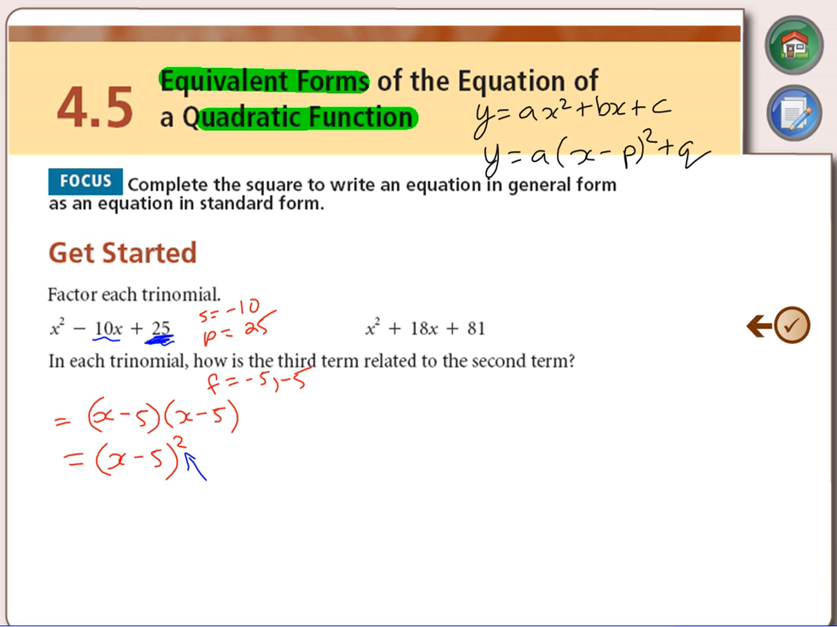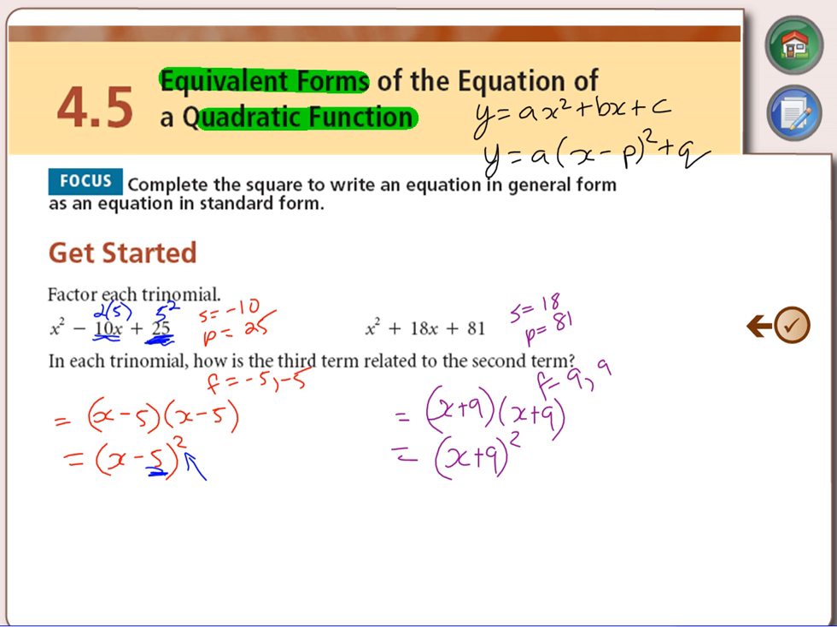So our 25, hey, that's 5 squared. And our 10 here is 2 times 5. Let's go to the second one. We've got a sum of 18, a product of 81. Oh, look at that again. We've got 9 and 9, both the same. So x plus 9 and x plus 9. Or in other words, x plus 9 squared.